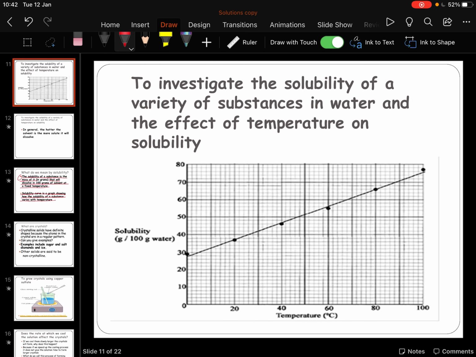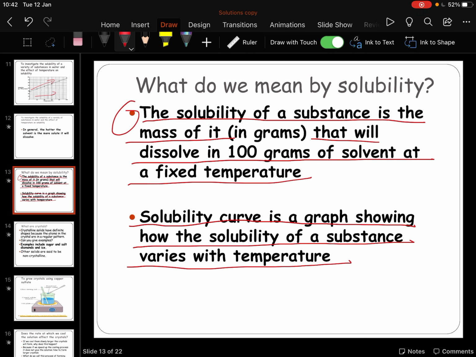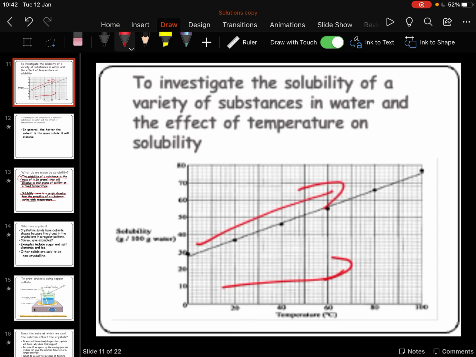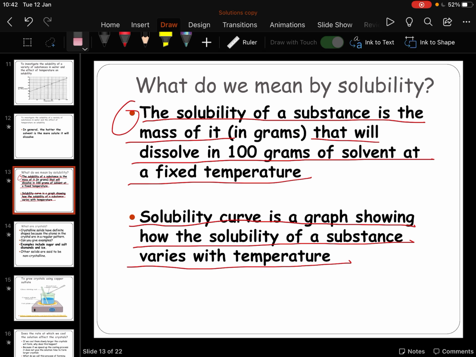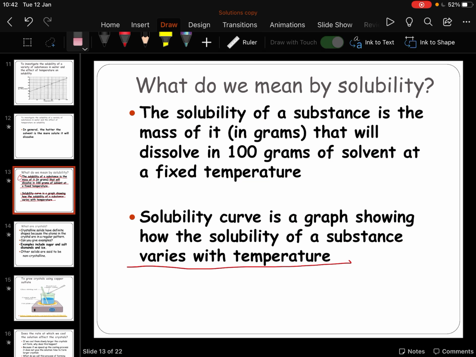So in other words, as we increase the temperature, we increase the solubility. You see? That's what it is. And it's the mass that will dissolve in 100 grams of water. So how many grams will dissolve in 100 grams of water as we go through it? And that's it. They're your solubilities.